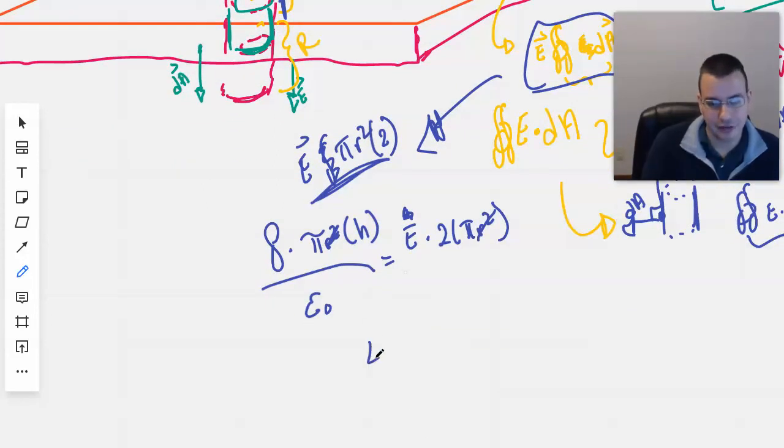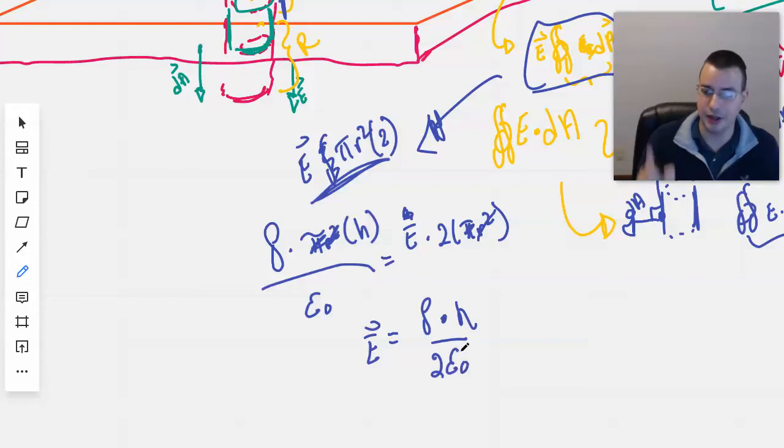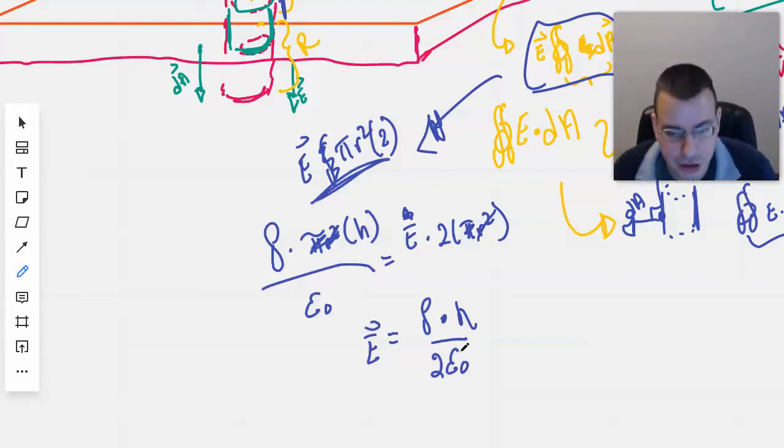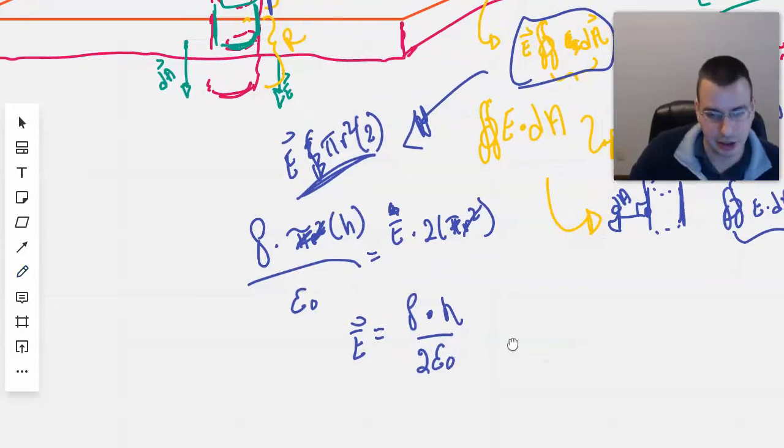And solving for E, I'll make this one a vector now. Oh, that's a terrible arrow. Is rho. Oh, the pi's also cancel. Excellent. I'm always sad to lose pi. Over 2 epsilon naught. Okay, so let's talk about what this actually means here then.